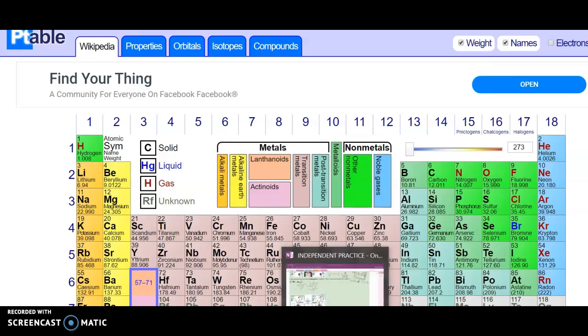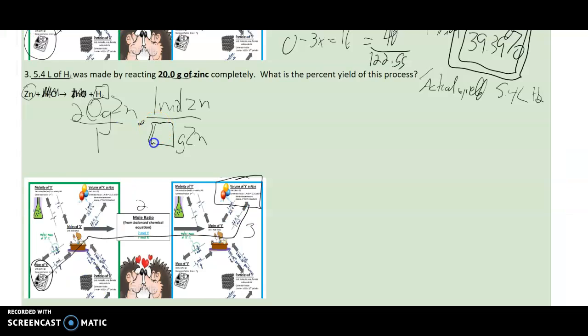65.38. That one didn't take too long. It makes me happy. All right, cool. Check that off. I should be in moles. We can double check that. These units cancel. Yep, in moles. So far, so good.